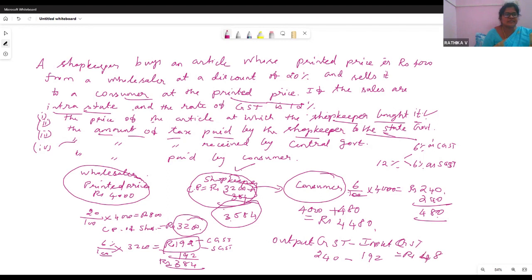Now the third question is the amount of tax received by the central government. So the central government, finally, how much amount will it be receiving? The consumer is paying, that is the amount. So 6% of this, CGST, that is 240 rupees. So the central government will receive 240 rupees. The state government also will receive 240. They can ask so many questions, subdivisions using the same. So here, the third question answer is rupees 240.